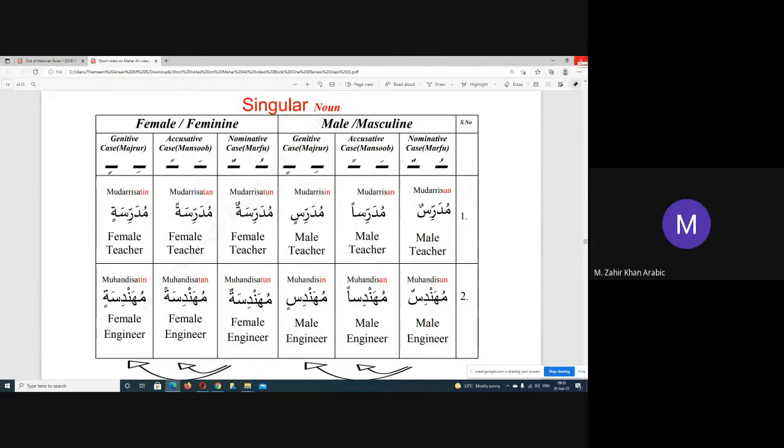For example, for male gender, for case ending, it is mudarrisun, mudarrisan, mudarrisin. When it comes to feminine gender, you have to add an extra round ta, that's it. It becomes a female gender. Mudarrisatun, mudarrisatan, and mudarrisatin. So you can see the difference in the mansub condition, accusative case.